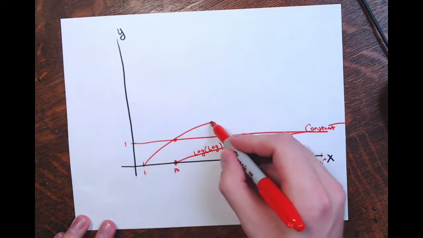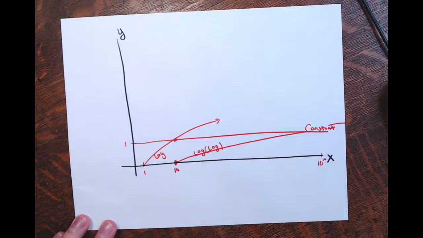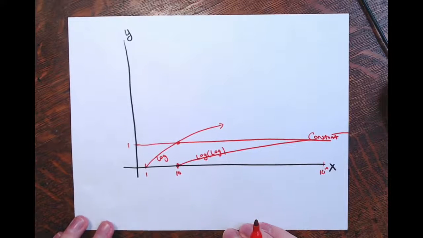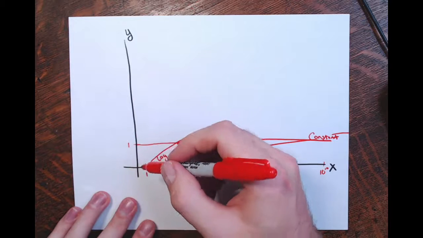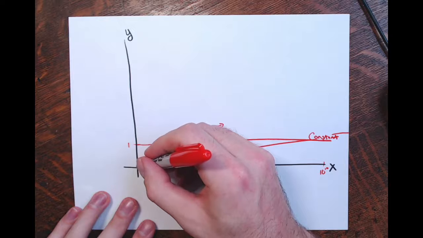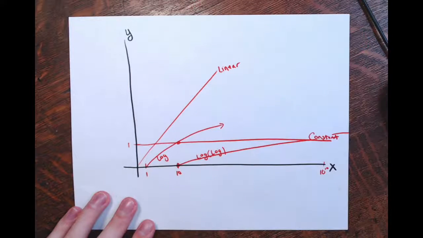1. Those grow faster. Logs shoot up faster than logs of logs. Then linear functions. All right, linear functions like y equals n, shooting up like that, right? There's a linear. Grows even faster.